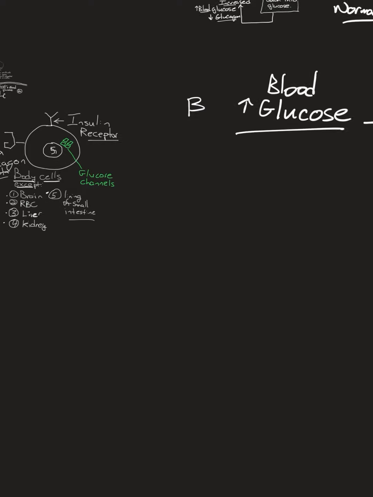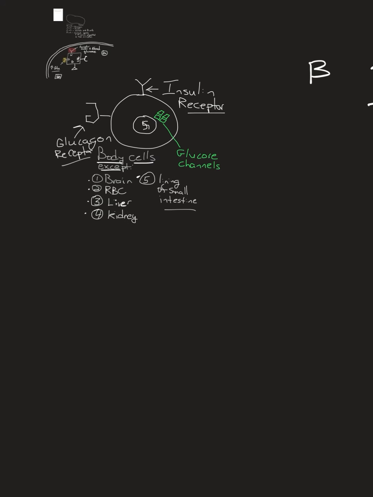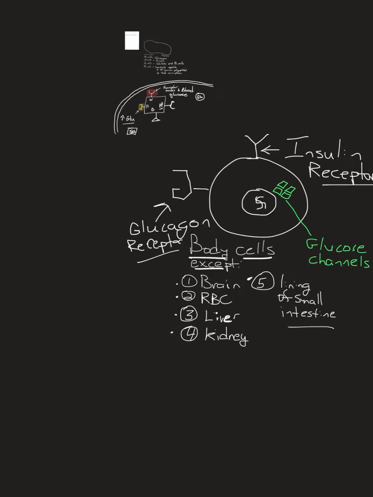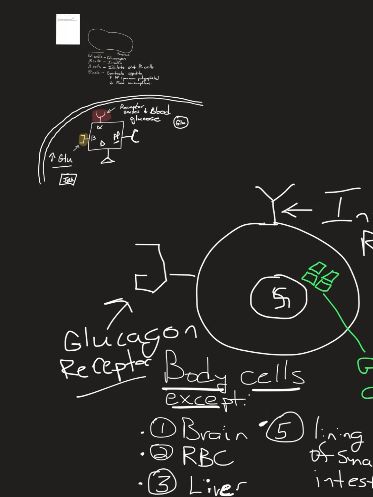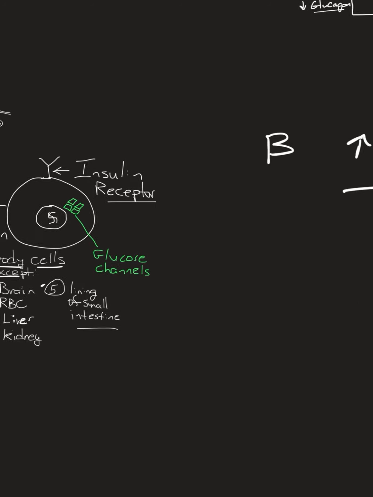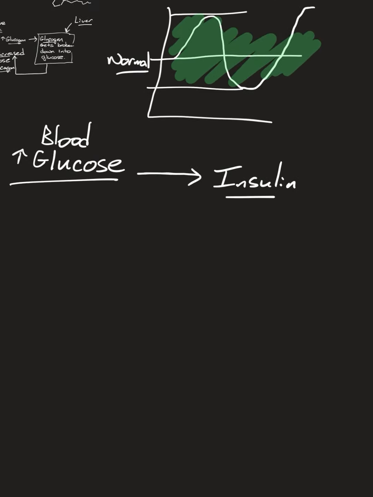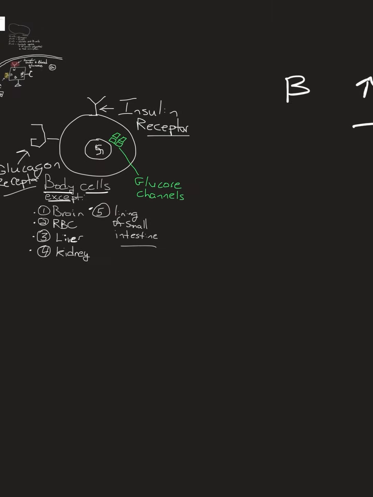So with insulin, once the alpha cells receive... the beta cells receive the high sugar signal on their receptor, they release insulin. Insulin goes around and signals a body cell.